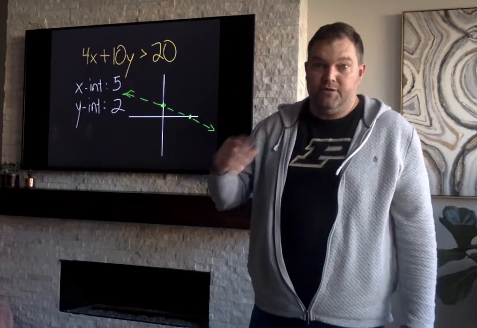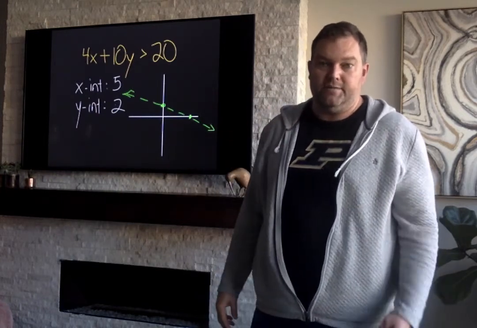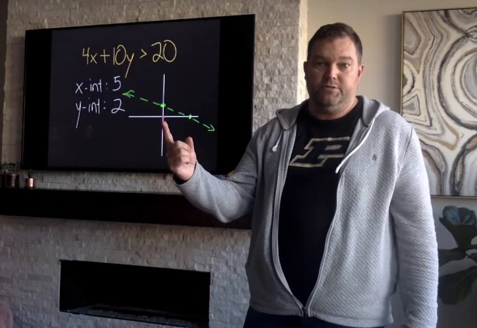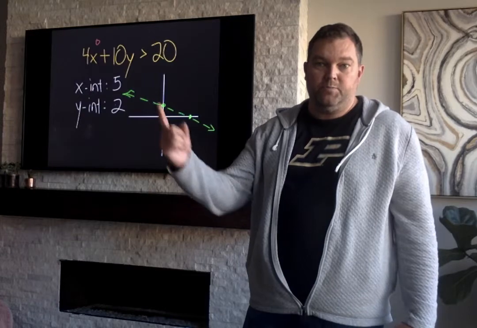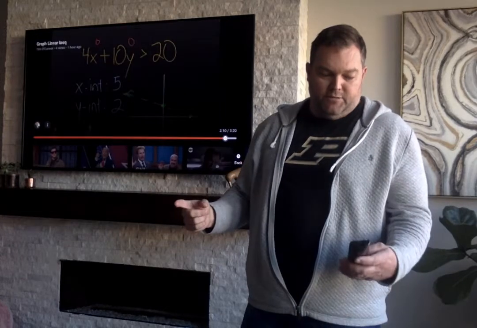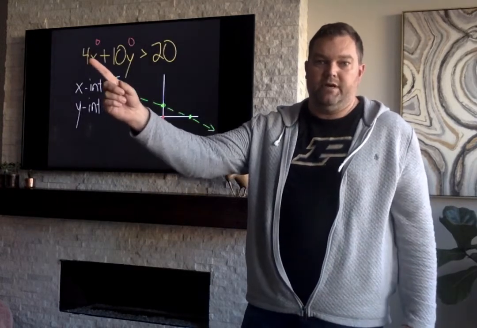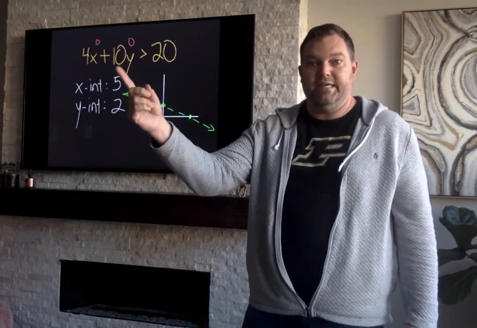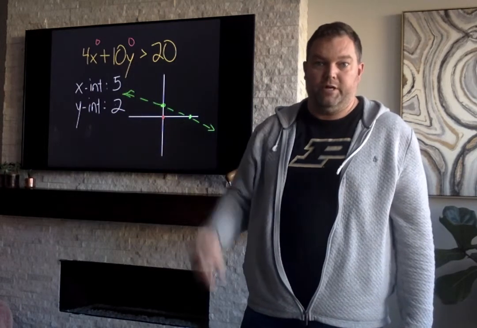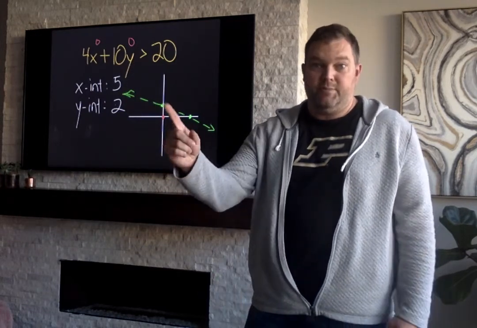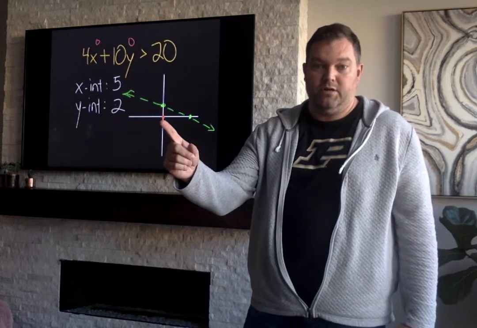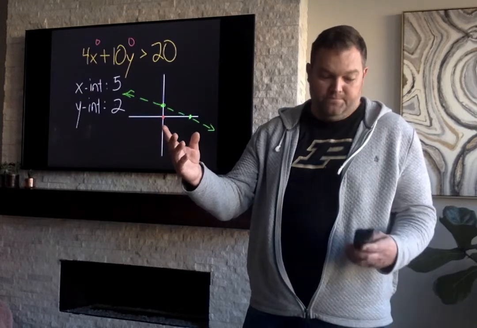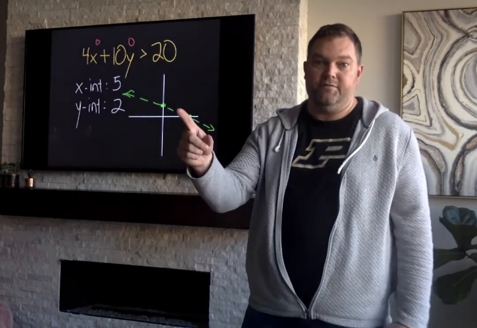The second thing that's different is we have to figure out which side to shade. So I thought it'd be a good idea to pick an easy point like 0, 0 right here. And then we just plug in 0 for x and 0 for y. And we say, okay, 4 times 0, 0, plus 10 times 0, 0, 0 plus 0, 0. Is 0 greater than 20? No. So that means this point doesn't work, which means none of the points down here work. So where do the points work? They work on the other side of the line.